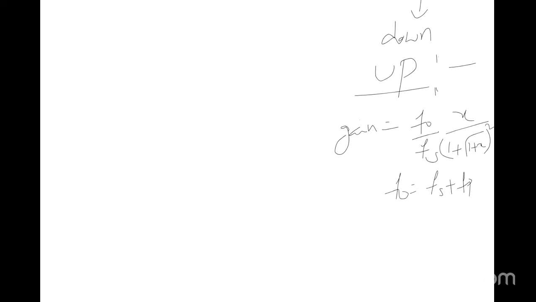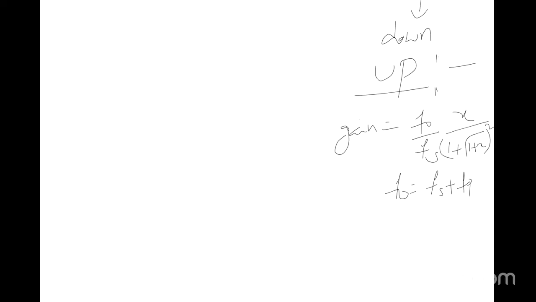We have to write the gain formula. Gain formula equals F0 by Fs times x by (1 plus the square root of 1 plus x) whole square. This is the formula for the gain, where F0 is equal to the source as well as pump frequency. From this, next you can write the noise margin formulas, which you can refer to in the textbook.